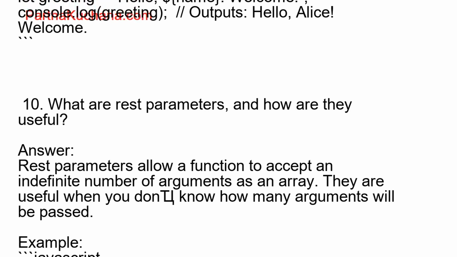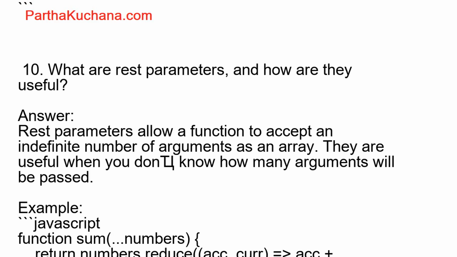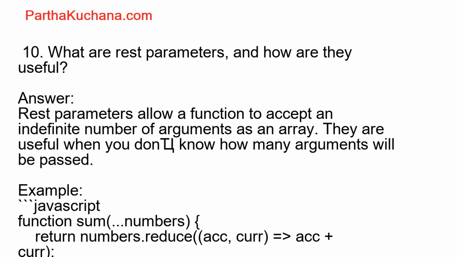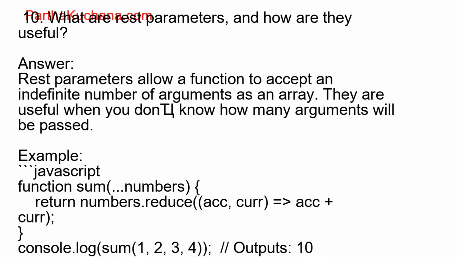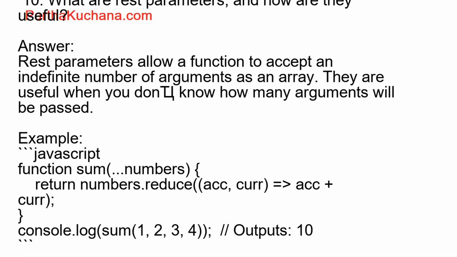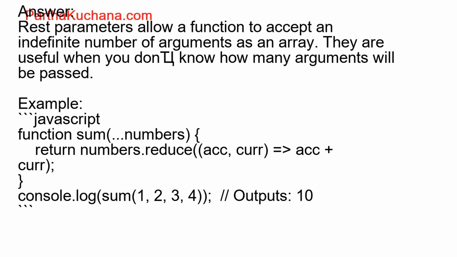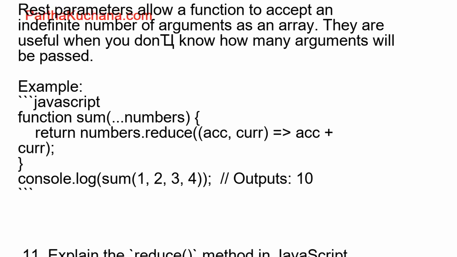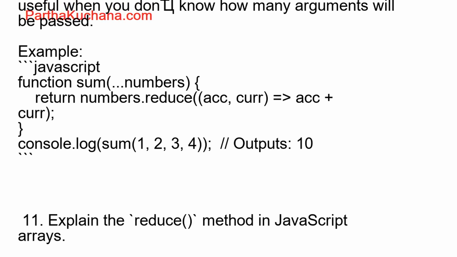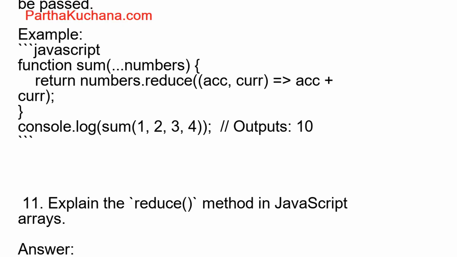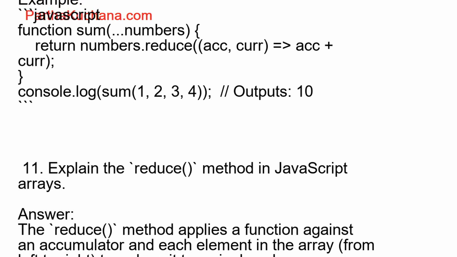11. Explain the reduce method in JavaScript arrays. Answer. The reduce method applies a function against an accumulator and each element in the array from left to right to reduce it to a single value. Example: JavaScript. let numbers = [1, 2, 3, 4]. let sum = numbers.reduce((acc, cur) => acc + cur, 0). console.log(sum) // outputs: 10.